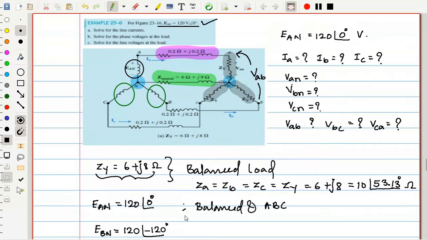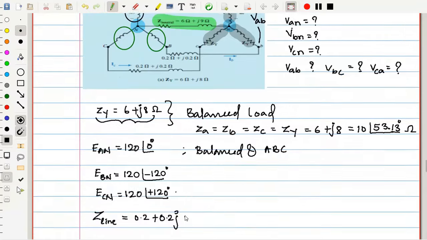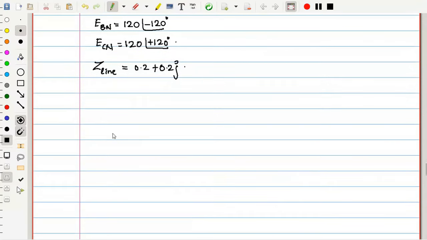Now you have to imagine in this way. See, if line impedance is not there, can I put the diagram like this? So you have some source, A phase source and B phase source and C phase source.